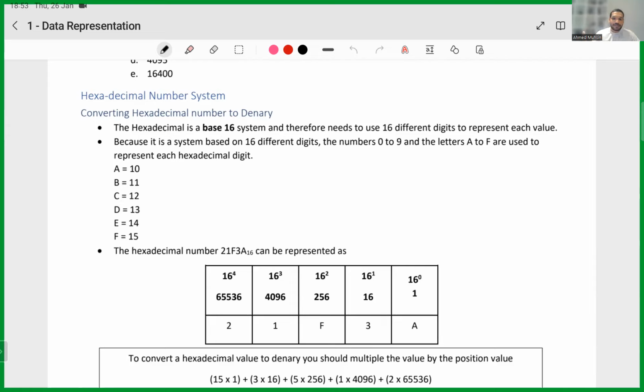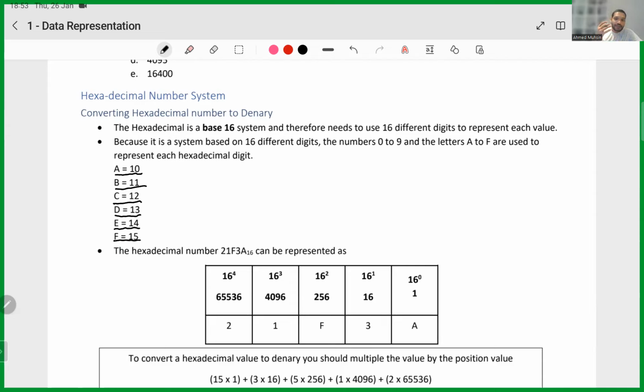So what are these digits? It starts from 0, goes all the way up to 9. So you have 0, 1, 2, 3, 4, 5, 6, 7, 8, 9. And then for 10, we say A. If you can look at the tute over here, for 10 we say A. For 11 we say B. The number 12 is represented using C. The number 13 is represented using D. Number 14 is represented using E, and the number 15 is represented using F.